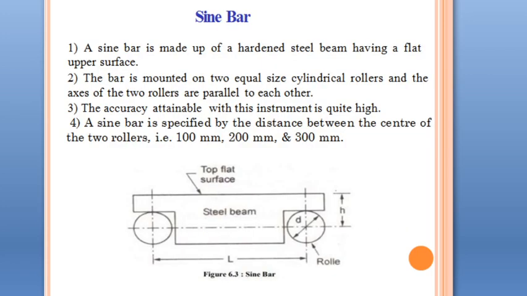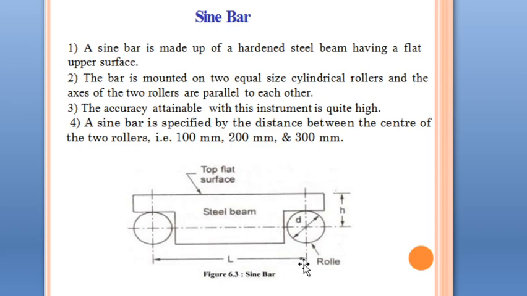The next one, sine bar. It is made up of a hardened steel beam having a flat, smooth upper surface. The bar is mounted on two equal size cylindrical rollers, and the axes of the two rollers are parallel to each other. These are two rollers of the same diameter. The sine bar is placed over these rollers.